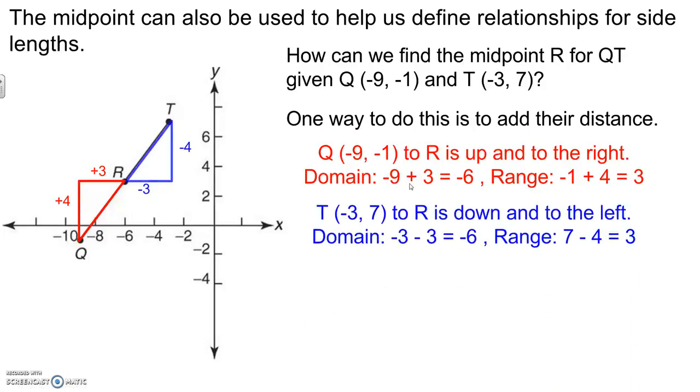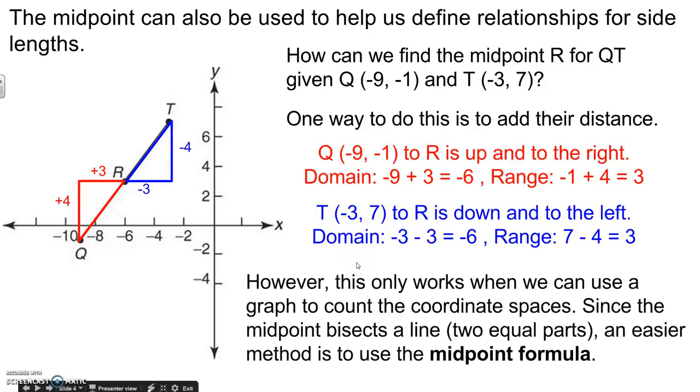Starting at point T, I could go down 4 units and to the left 3 units. So same idea, instead of adding in this case, I am subtracting. I end up again at -6 and +3. Well, this only works when we can use a graph to count the coordinate spaces. Since the midpoint bisects a line in 2 equal parts, an easier method would be to use a midpoint formula.